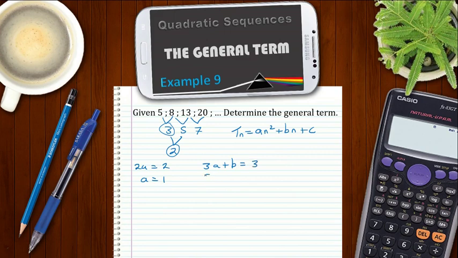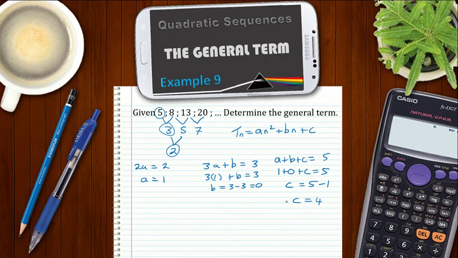Now a's value is 1, so I'm just going to substitute in 1 plus b equals 3, and then solve for b. So taking this 1 over, b equals 3 minus 1, so that's actually equal to 2. And then finally to find c, a plus b plus c is equal to my first term, which is 5. So I substitute in the known values for a and b, so that's 1 plus 2 plus c equals 5. And then solving for c, c is equal to 5 minus 3, so c is equal to 2.